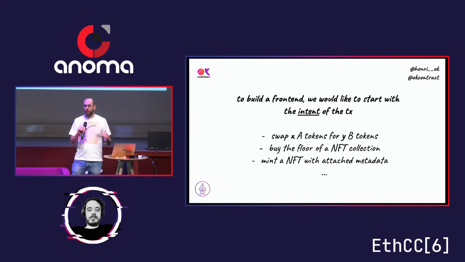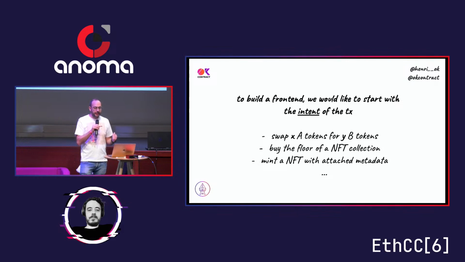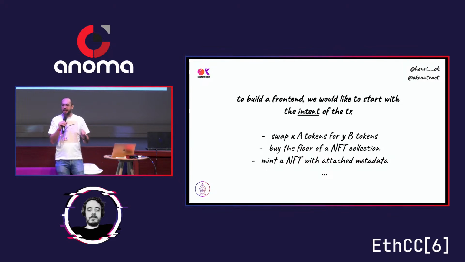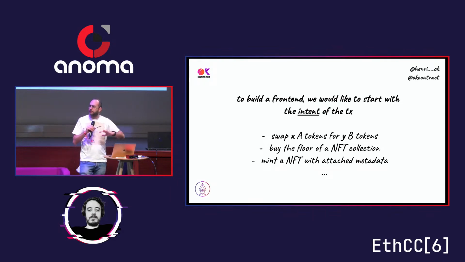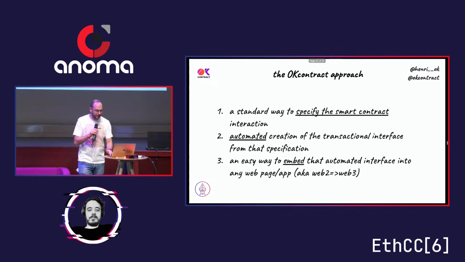And at OK Contract, we spent a lot of time figuring out what is exactly the problem that we're trying to solve, and how can we find a proper, let's say, computer science way to solve it. And this is where we thought, okay, the start of it is the intent of the transaction. We want to swap X A tokens for Y B tokens. We want to buy the floor of an NFT collection. We want to mint an NFT with some attached metadata, maybe. And okay, we start with the intent, and now how do we automate it?